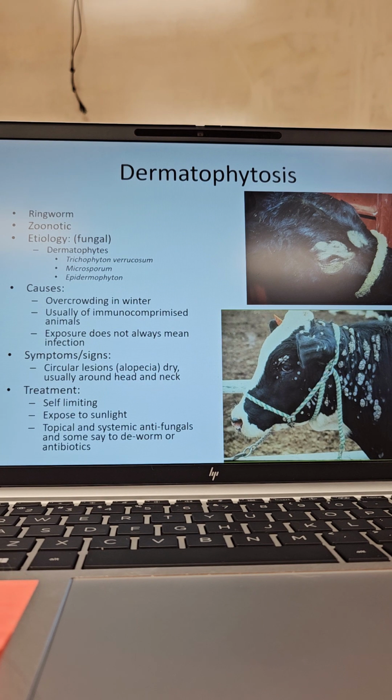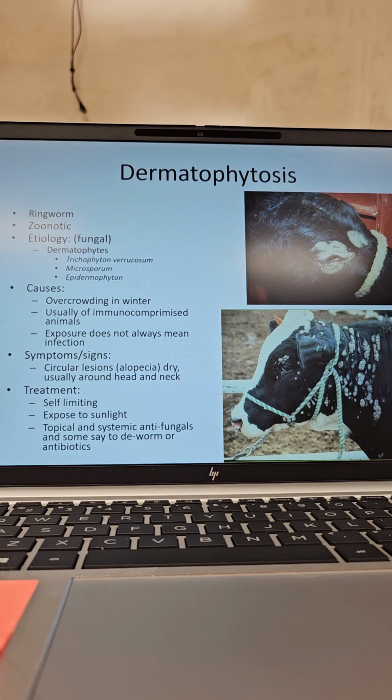Symptoms, you'll have dry circular lesions. What does alopecia mean? Alopecia means hair loss, usually around the head and neck in cows. Treatment, this does tend to be self-limiting in cows. Self-limiting means it'll go away by itself. Sunlight, and typically cows get a lot of sunlight. We like to put them out to pasture. Wintertime, not as much. Sunlight will kill the fungus. And then there are antifungals we can use.